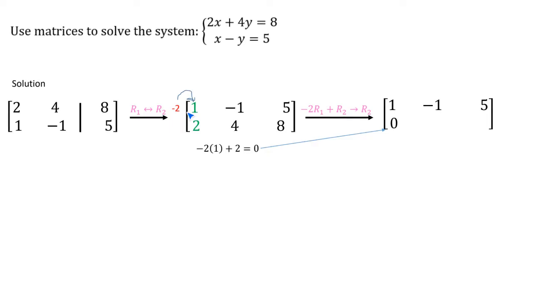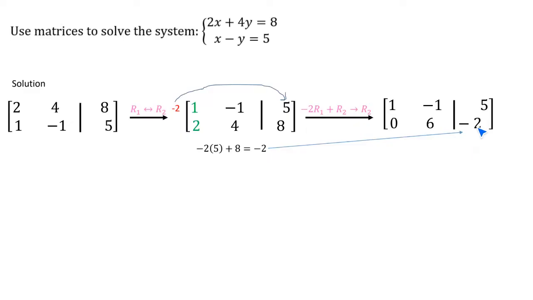Okay. So we have negative 2 times 1 is negative 2 plus 2 gives me a 0. So that 0 goes here. And then we have negative 2 times negative 1 plus 4 gives me 6. So I put my 6 here. And then I have negative 2 times 5 is negative 10 plus 8 gives me a negative 2. So now I have my 1, I have my 0. So my next goal is to make this 6 a 1.